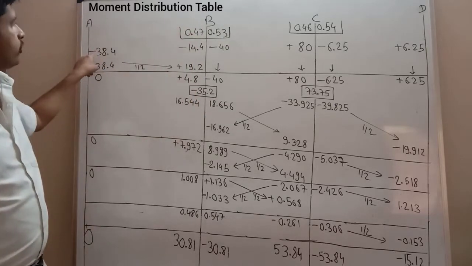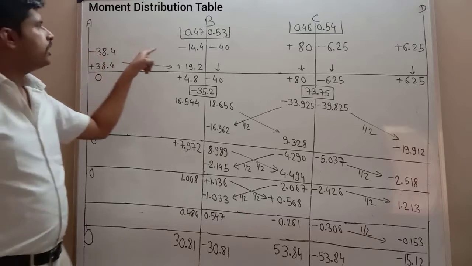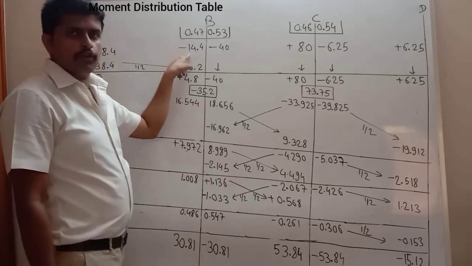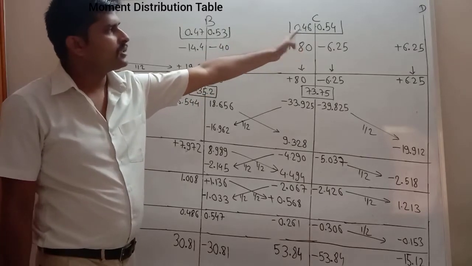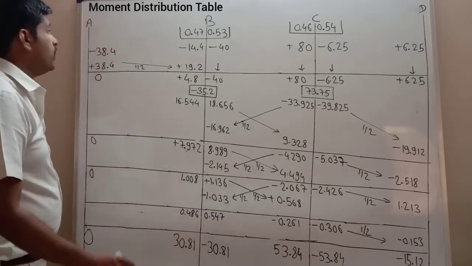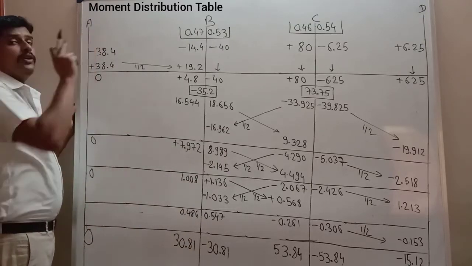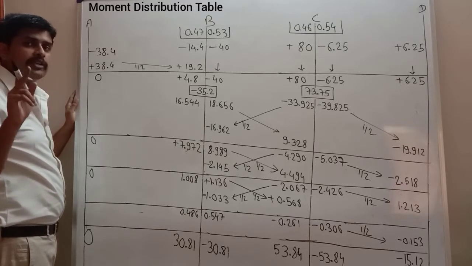Below that we have to write the fixed end moments. For AB it is minus 38.4. For BA it is minus 14.4. For BC it is minus 40. For CB it is plus 80. CD minus 6.25. And for DC it is plus 6.25. Now, since support A is a simple support, the moment at the simple support is 0.